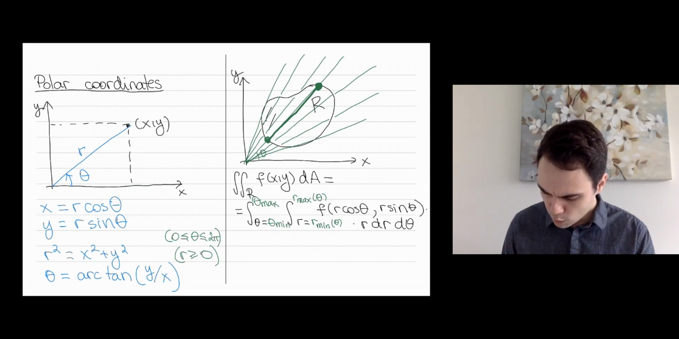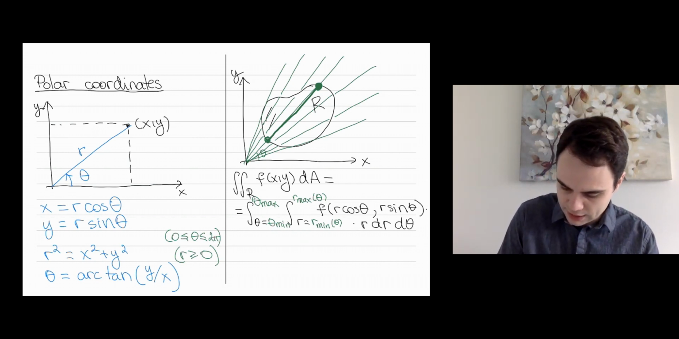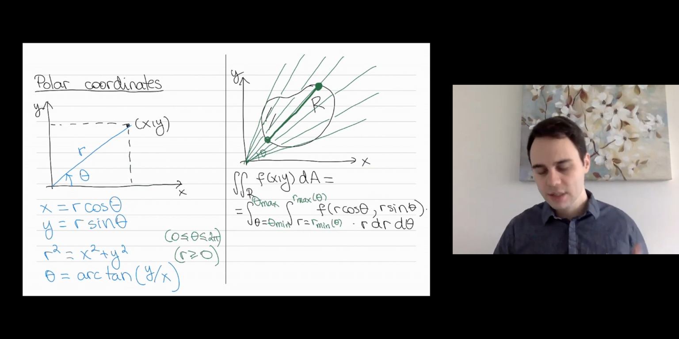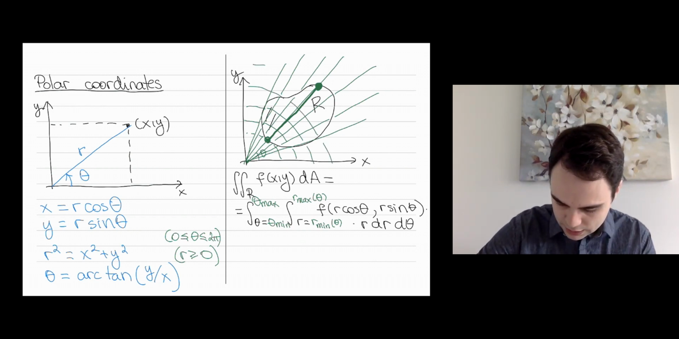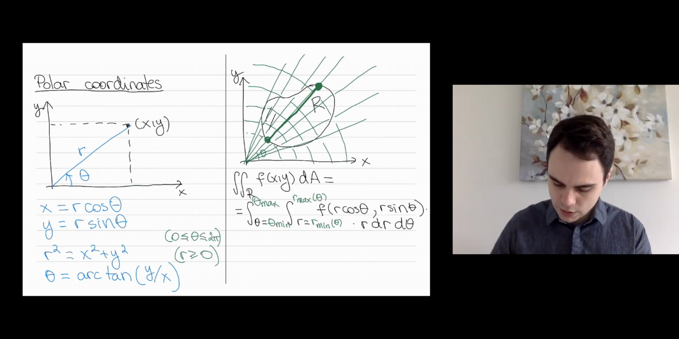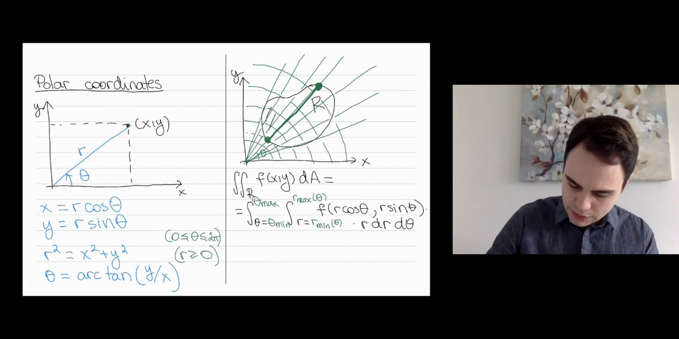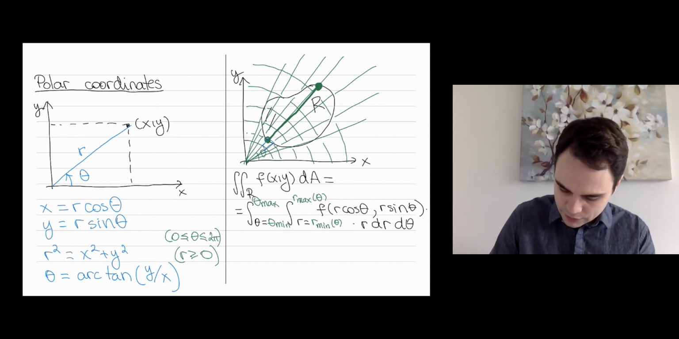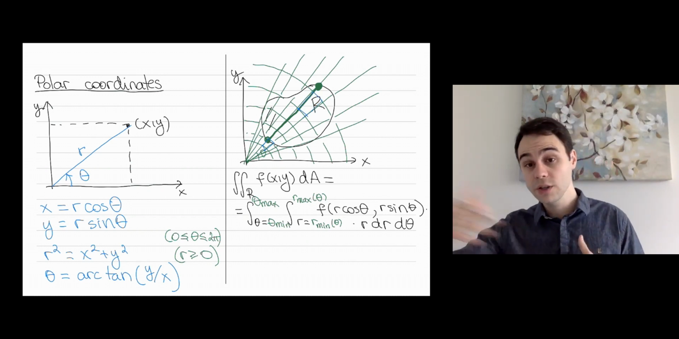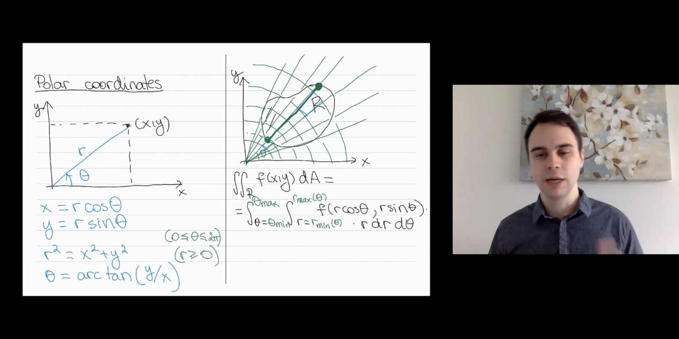If I increase theta a little bit, I get different rays, and if I look at fixed values of r, they give me circles, and as I increase r, I get larger and larger circles. Okay, so here's the reason I drew this picture. I wanted to point out that this little polar rectangle is much smaller and has less area than this polar rectangle. The farther you are from the origin, the bigger these rectangles get.